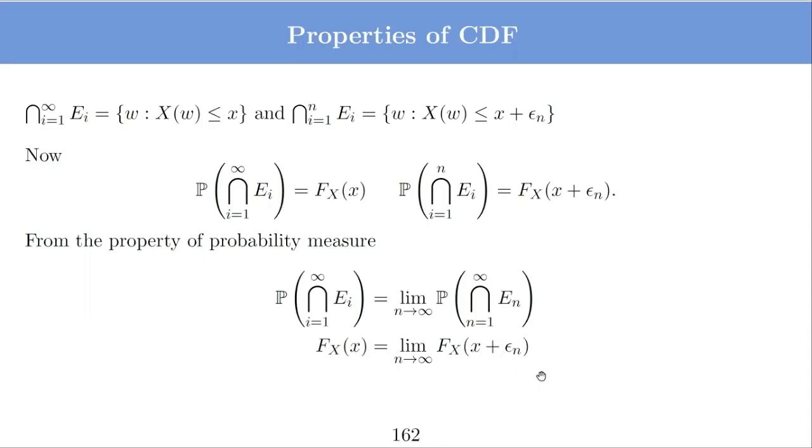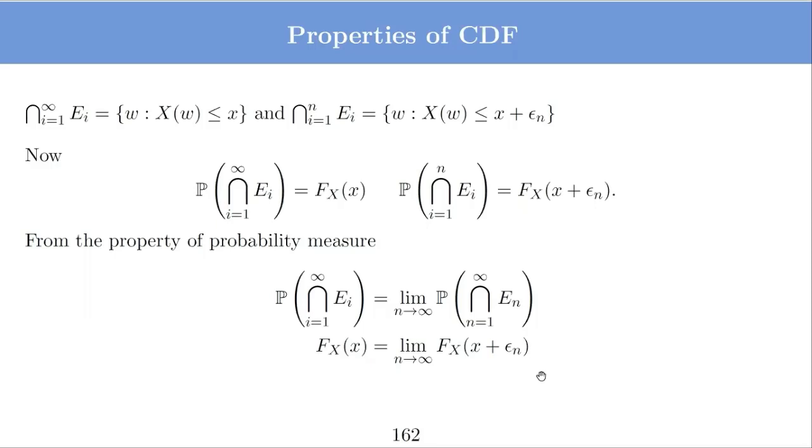Okay, in simple words, you can understand it this way. Suppose you want to see the continuity at x. Let's take a number larger than x. Let's take x equal to 1 and then take a number 2. So the value of the CDF at 1 is equal to the probability that the random variable maps omega to a number less than 1.